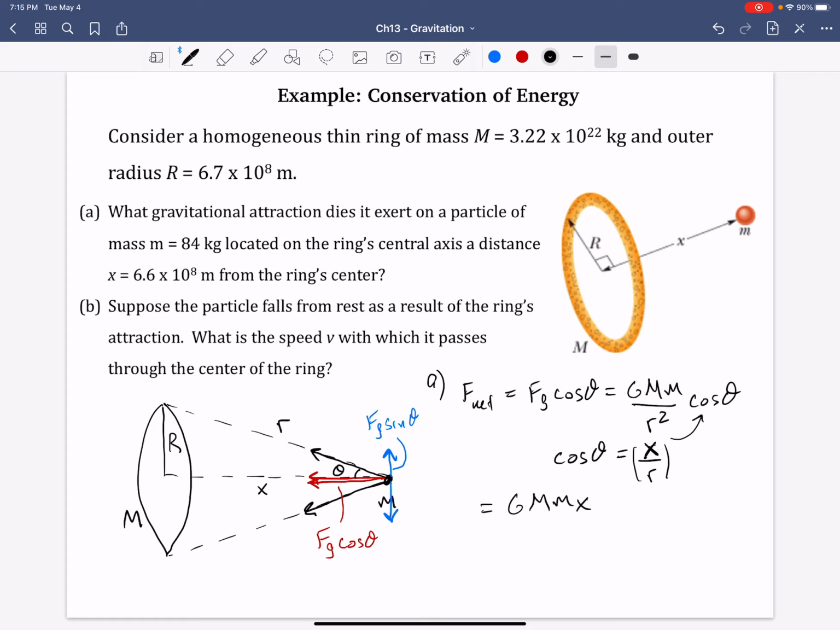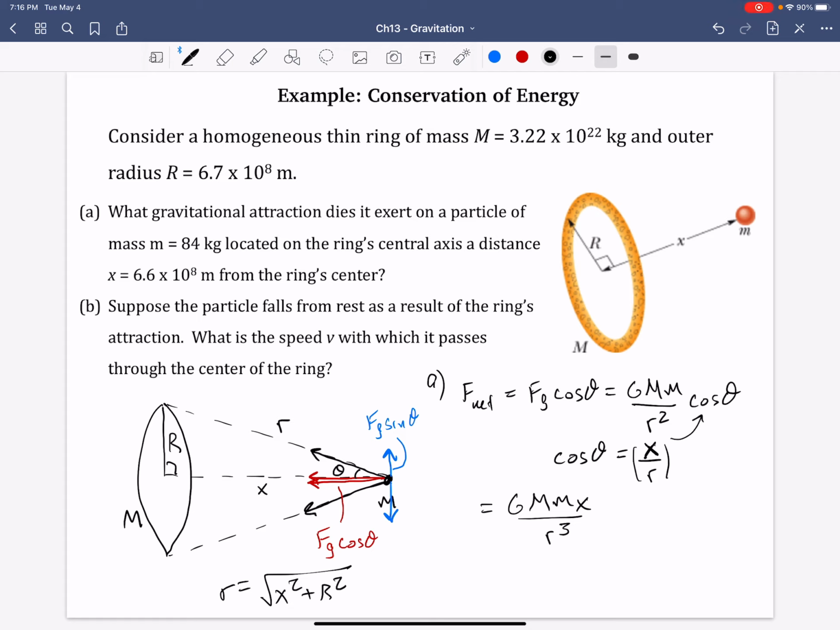G M m times x over r cubed. Okay, that looks a little strange, but it works out, I promise. All right, what is r? We don't really know that distance, right? But this forms a right triangle: the radius of that ring and the central axis distance. So really we could figure out r. Lowercase r is the square root of x squared plus capital R squared.